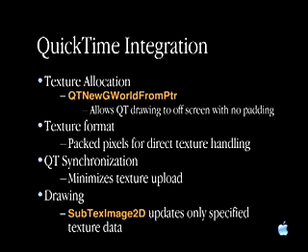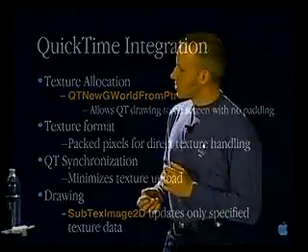QTNewGWorldFromPtr. We've seen that at least 3 times today. That is how you're going to allocate the texture to get a packed texture format without having any extra space. We're going to use packed pixels for direct texture handling. We're going to synchronize the QuickTime to minimize our update. What that means is we're going to give a callback procedure to QuickTime to tell us when it updated the frame. If we haven't updated the frame, we're not going to update the texture. What this means is the only textures uploaded to the card are the ones that actually got updated.